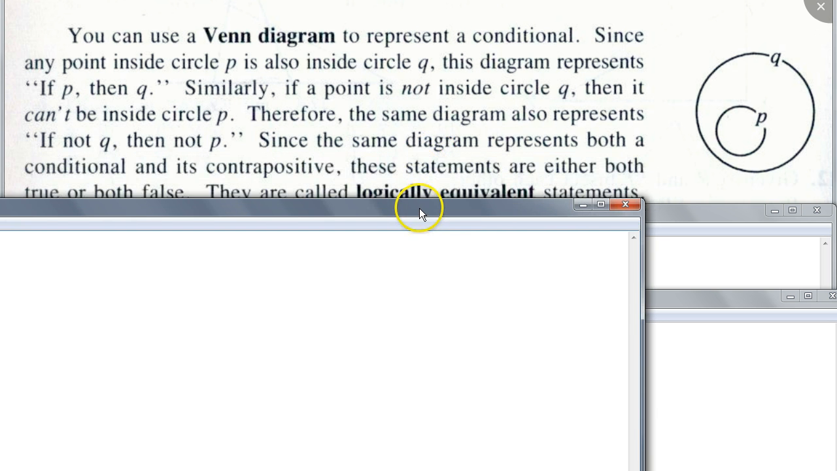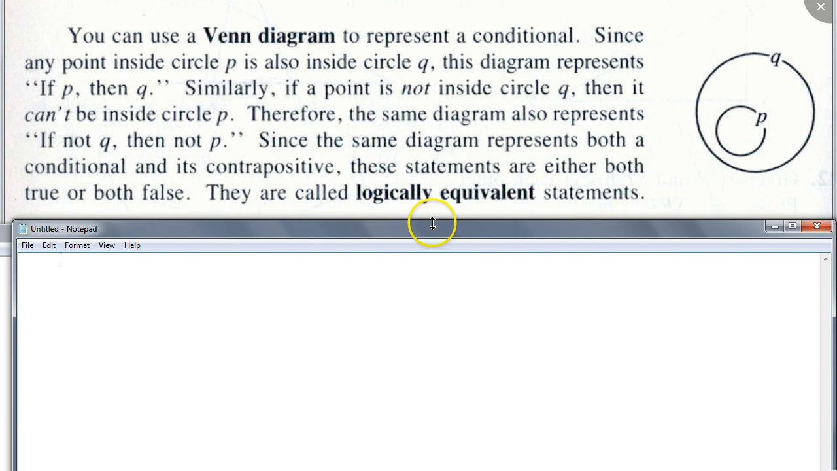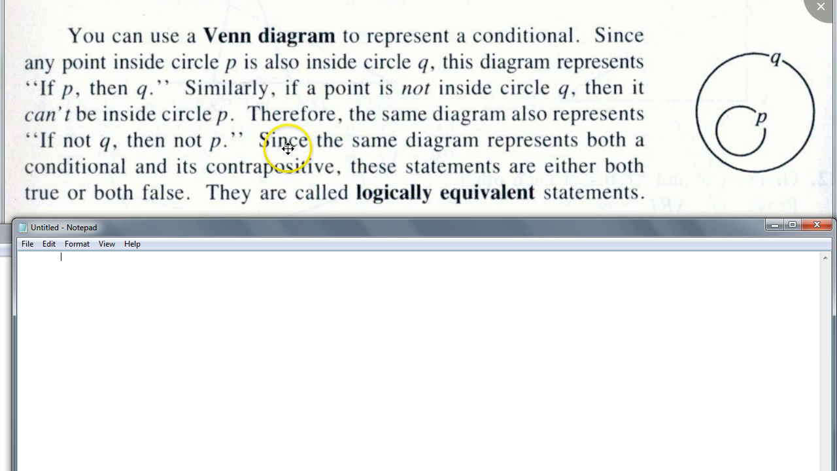Now, guess what? They are called logically equivalent. Nicole, can you read this part? Since the same diagram represents both the conditional and its contrapositive, these statements are either both true or both false. They are logically equivalent statements. Does this make sense? Okay, it represents both: if P then Q, and if not Q then not P, represent this Venn diagram. Any questions? Yes, sir.